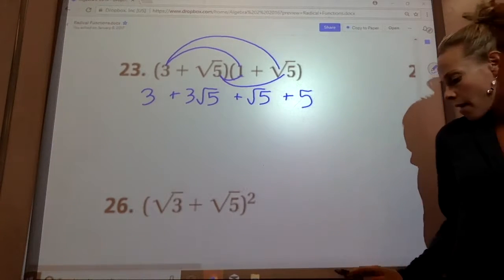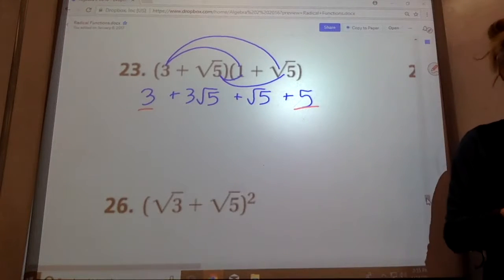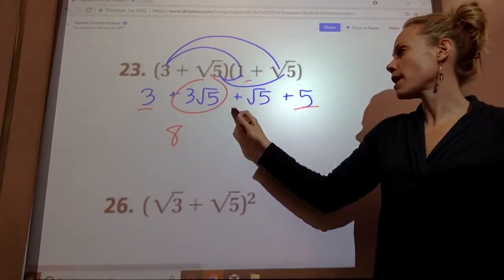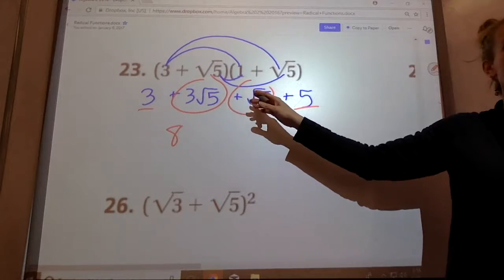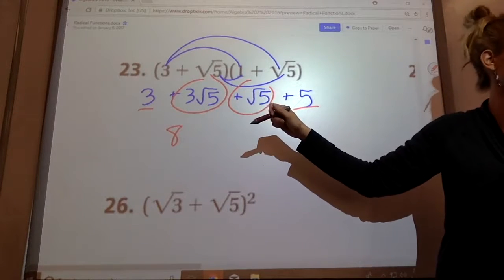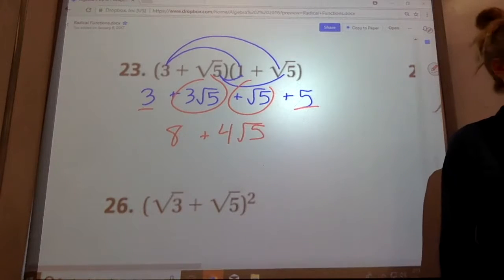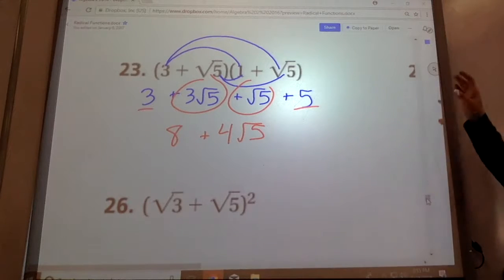Okay, good. And if you notice, my first and last term I can combine, 8. And my middle 2 terms, my outer inner, can combine. 3 root 5 plus 1 root 5 would be 4 root 5. And then I'm done. Okay, let's try another one.